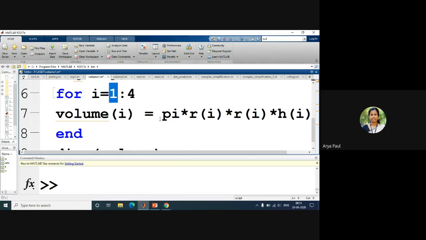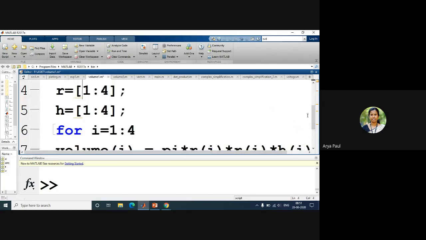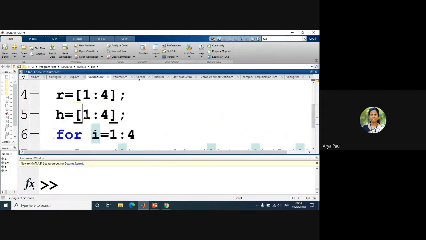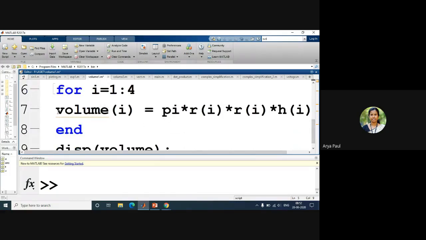Okay, 1 to 4, and r of 1. What is r of 1? R of 1 means the first element of radius. What is the first element of radius? R is 1. Then R of 1 into R of 1 into H of 1. What is H of 1? H of 1 means the first element of the array H. That is also 1. So it multiplies and returns the result into the volume array, volume of I.